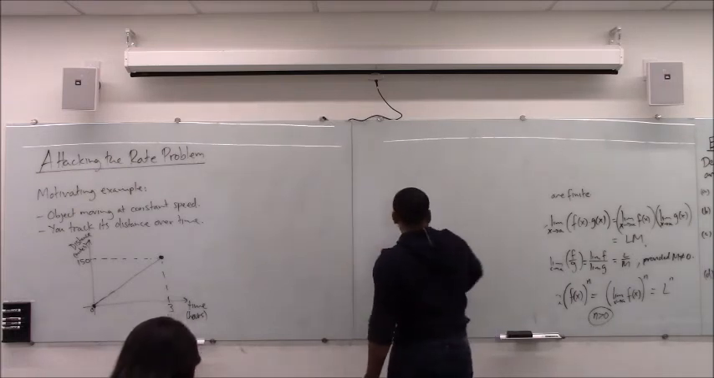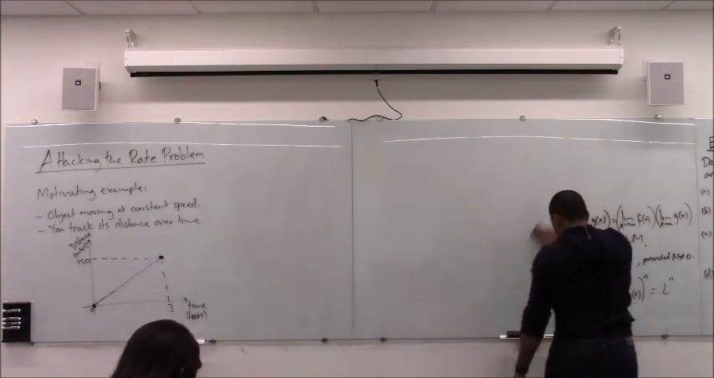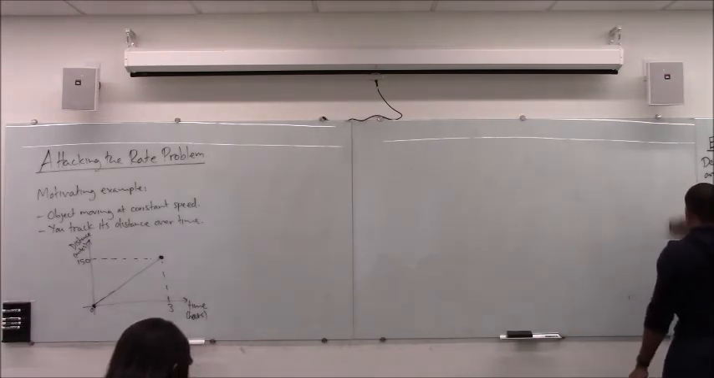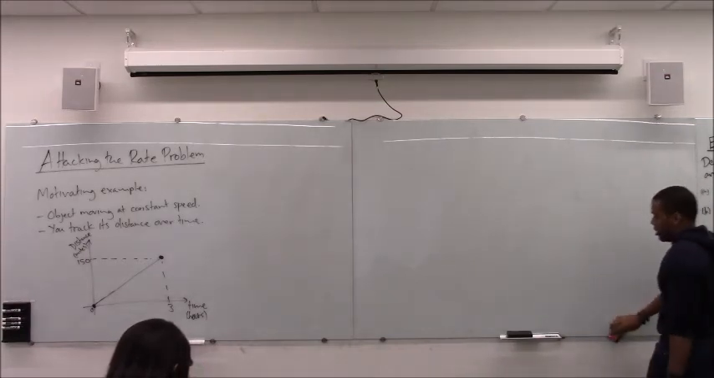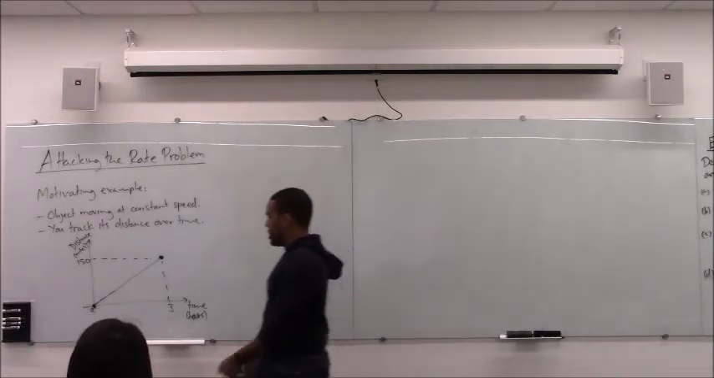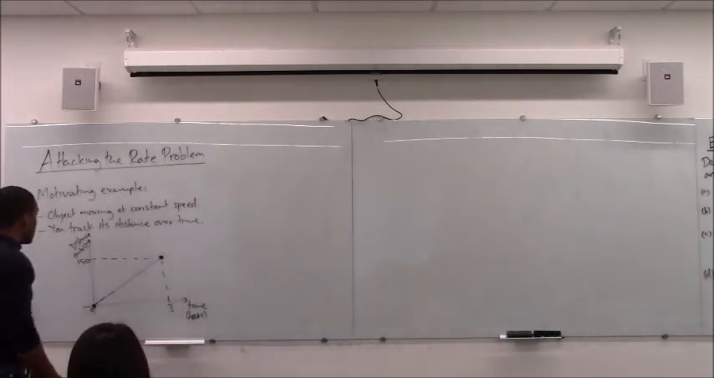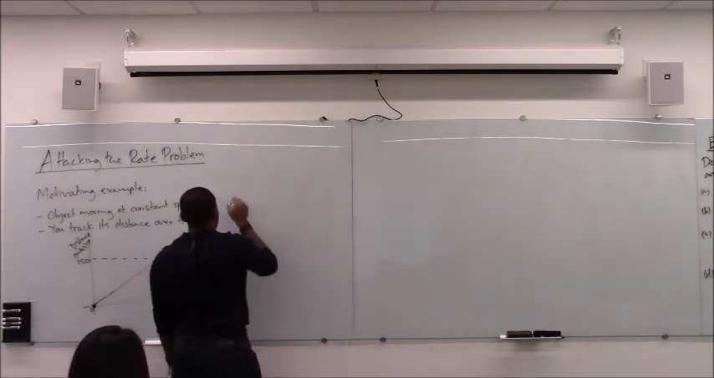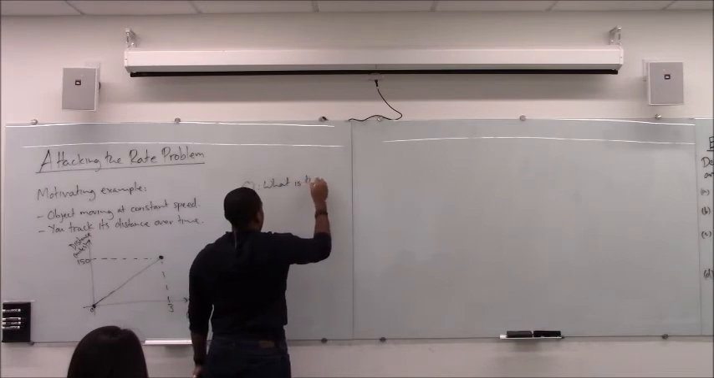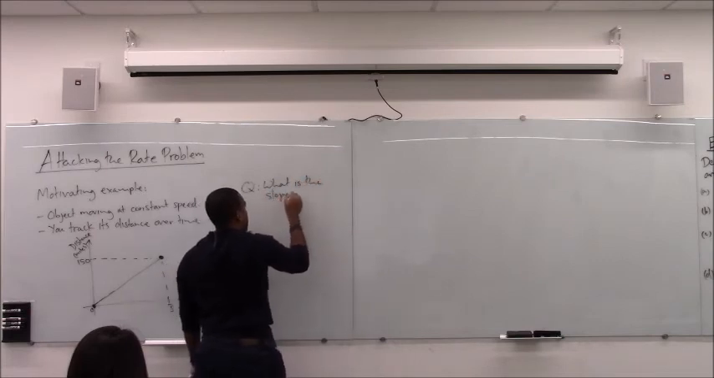Now I'm going to ask you a question that at first is going to seem like it's coming out of nowhere. But it's the thing that people like Newton and Isaac Barrow noticed when doing things like these, when they're tracking things based on distance. What is the slope of this graph?